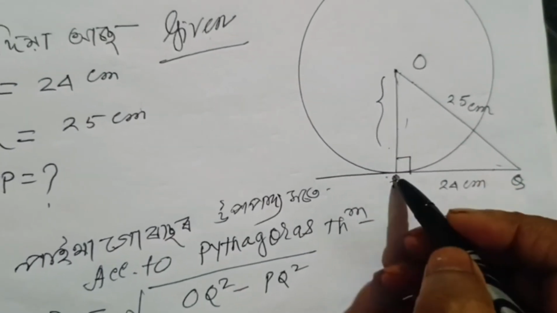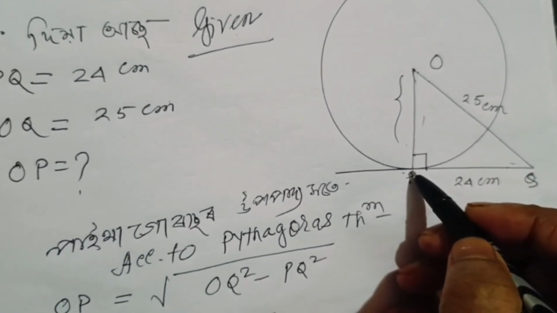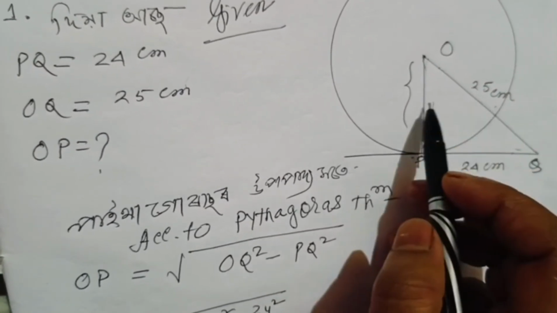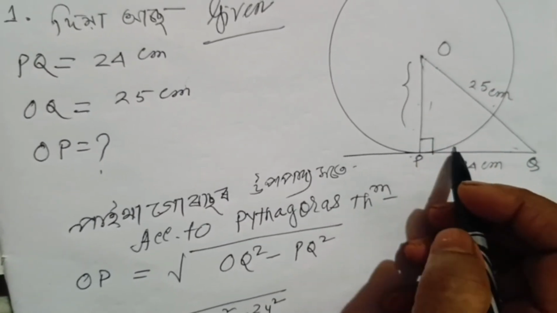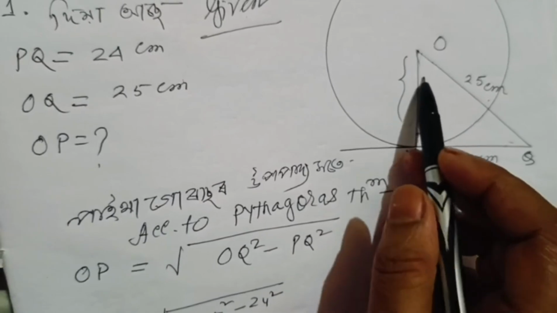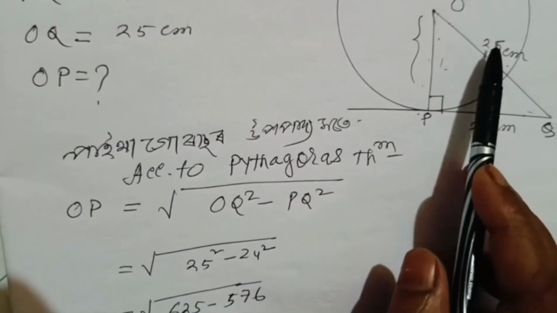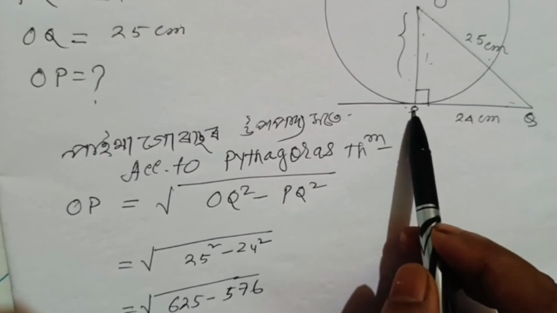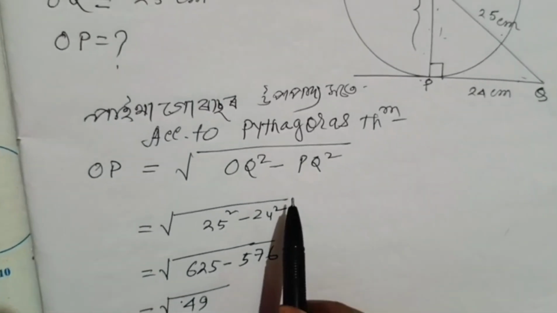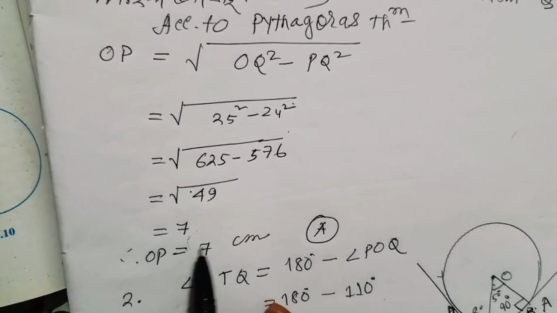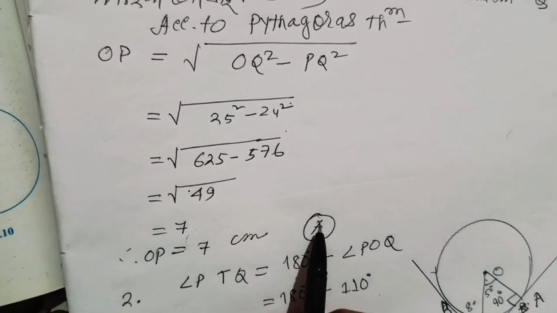So we can apply the Pythagoras theorem. What is the Pythagoras theorem? The square of the hypotenuse is equal to the sum of the squares of the other two sides. Here we are going to find OP. So OP is equal to the square root of OQ squared minus PQ squared. Substituting the values, we get 7. Therefore OP is 7. Option A is correct.